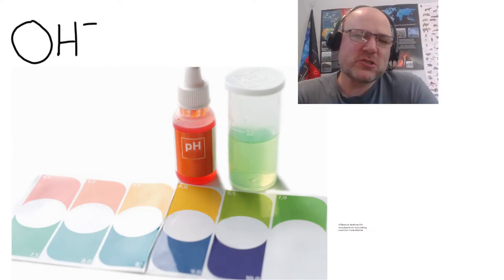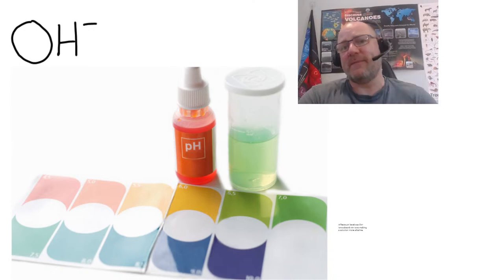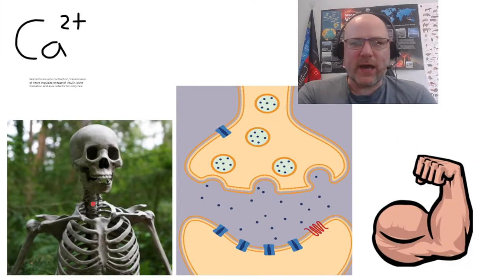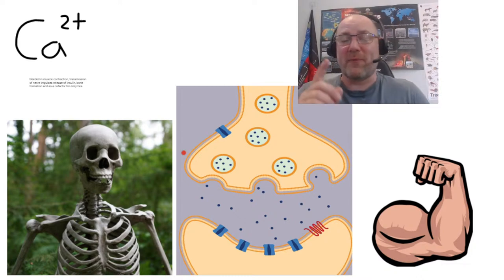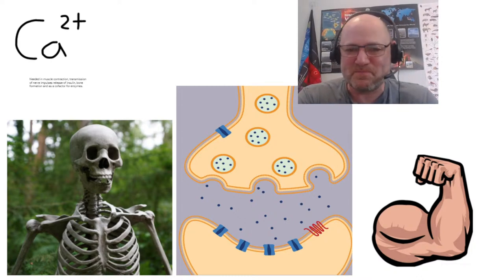And of course, pH is super essential in things like the action of proteins with their three-dimensional structure. Things like the active site of enzymes will denature in the wrong pH. Okay, oh my gosh, I thought that was it. This is definitely the final ion we have to know about, and we do have to know about calcium.